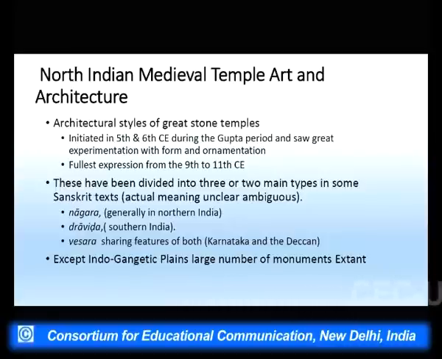CE, where there was a lot of experimentation with form and ornamentation, in the sense of form that they were square, they had a small superstructure on top. They could have another story on top, they could be of brick, they could be of stone. A lot of experimentation took place. Ornamentation, by ornamentation we mean the sculptural and painterly activity that took place in and around the temple. That is what we mean when we say this is the temple ornament.